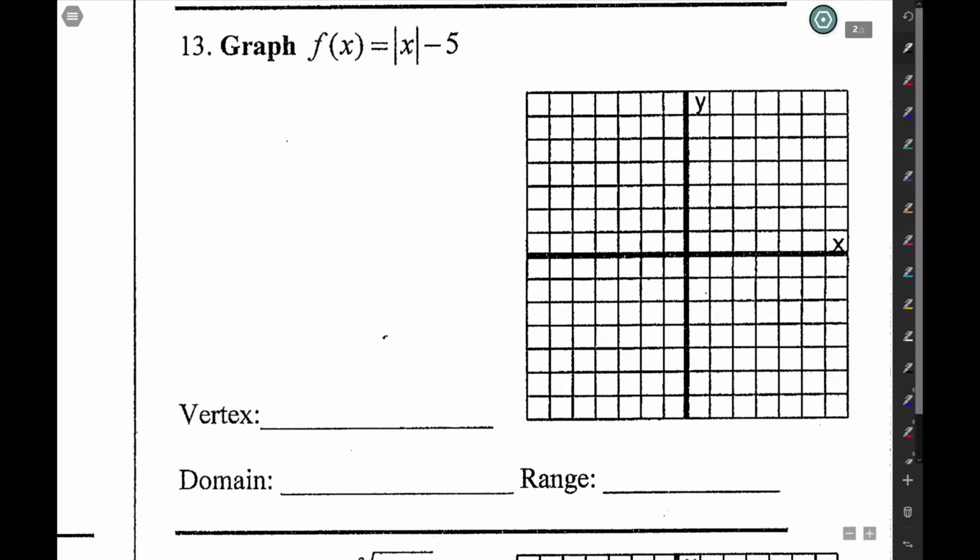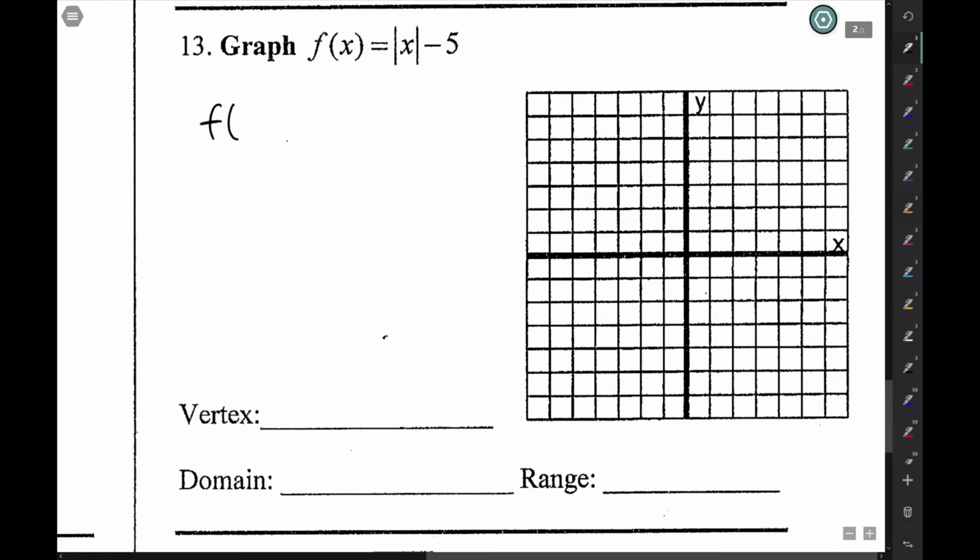Alright, now we have an absolute value problem. Okay, so this is absolute value. We'll treat that like parentheses. So right now it's just going to be the absolute value of x. Well, where's our h? Well, our h is going to be 0. X minus 0 is x. So if we're to write it in vertex form, you might want to include that just to make sense of it for just a little bit.